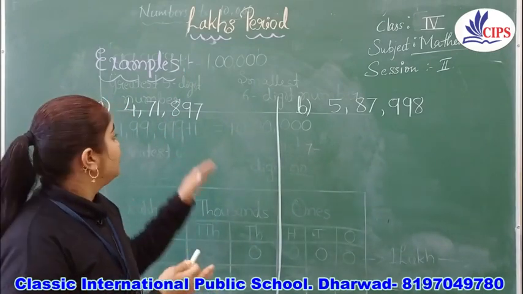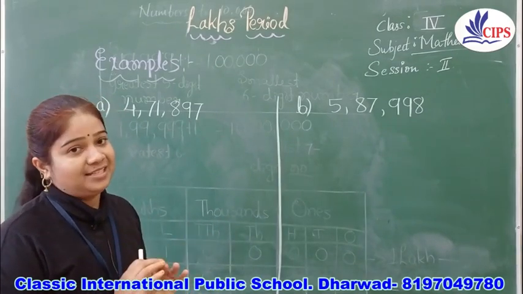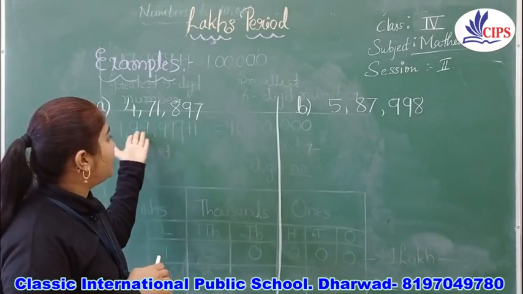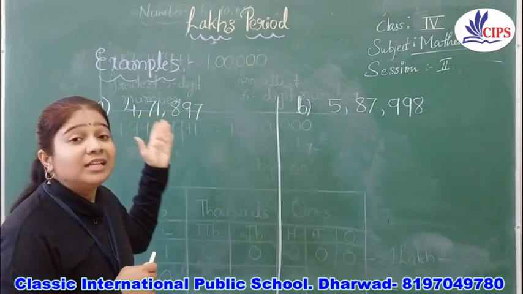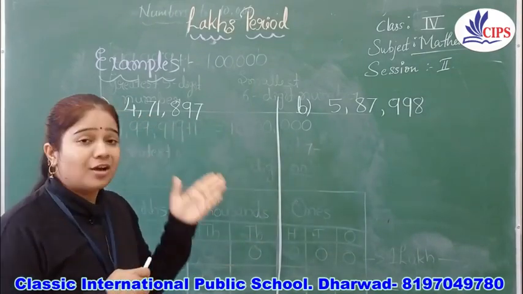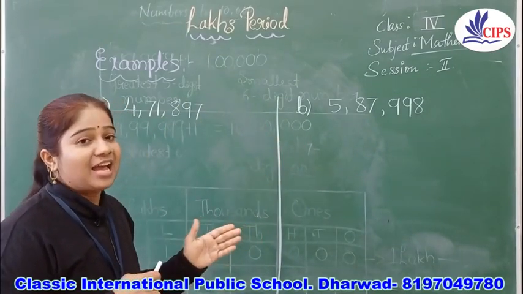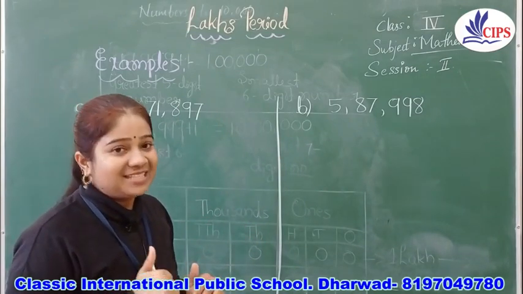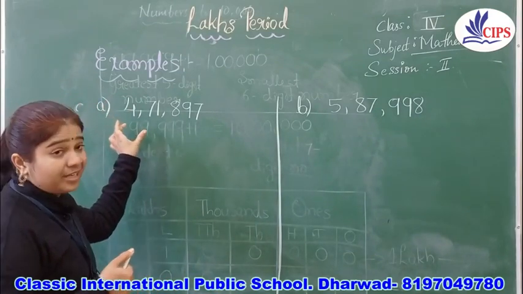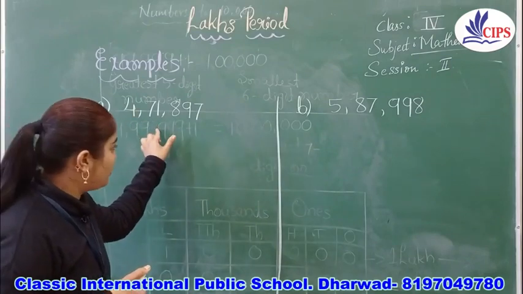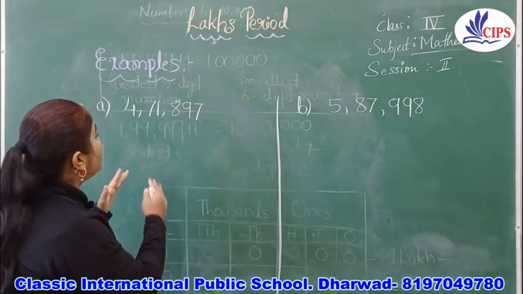If you recognize the numbers in their place value chart, you can read very easily, right? So now you can read it very easily. Start now. So what is it? 4,71,897. Yes, I know all my children practice the same, right? Once again I will repeat, the given example is 4,71,897.